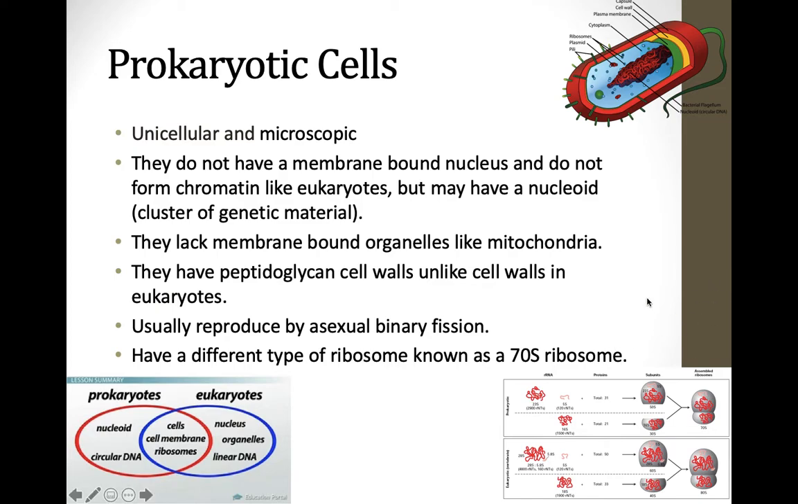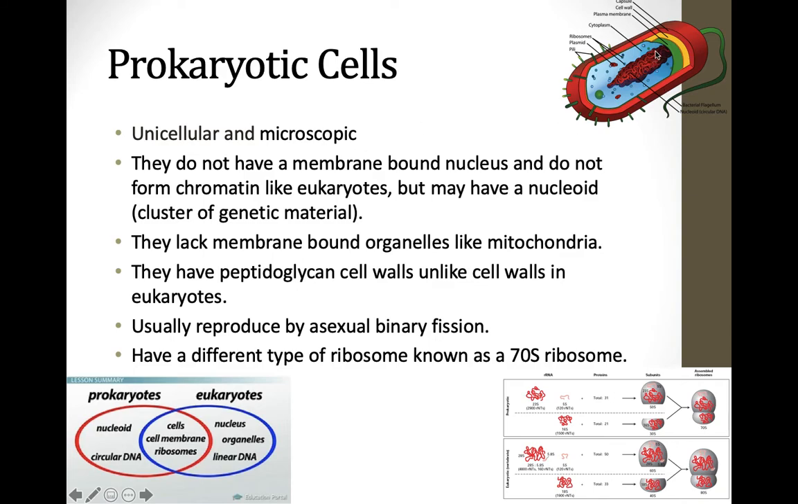So, a couple of characteristics that are unique to prokaryotes, and these are some of the characteristics that we use to define what a prokaryote is. Every single prokaryote on the planet is unicellular. Unicellular, one cell. They are all also microscopic. That is the key characteristic of prokaryotes. All of them are unicellular. Every single one of them is microscopic as well.